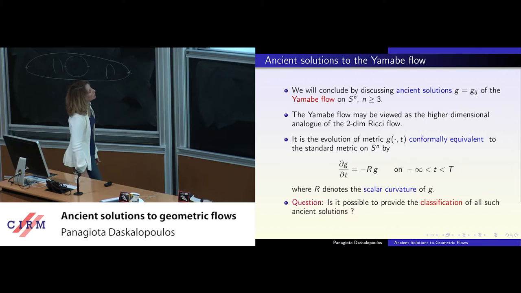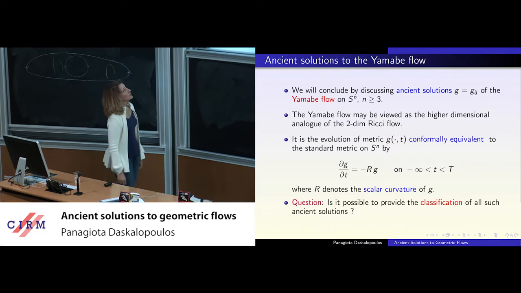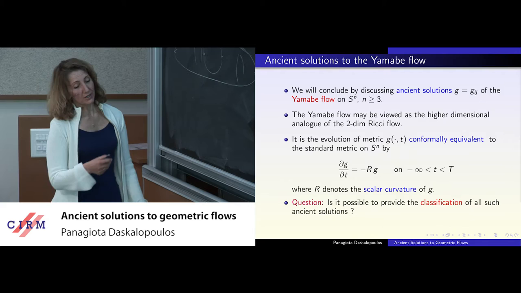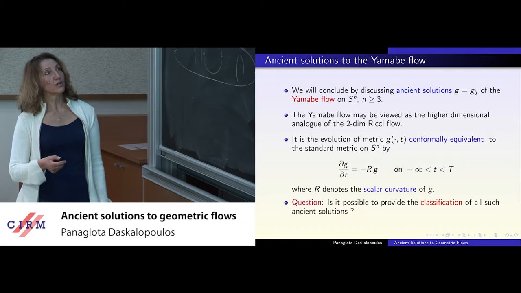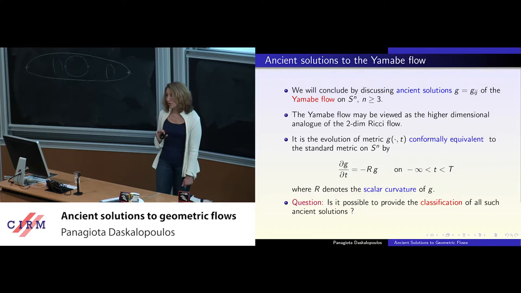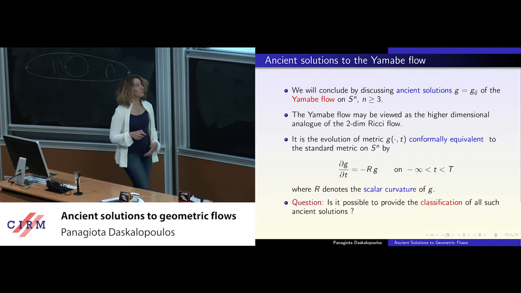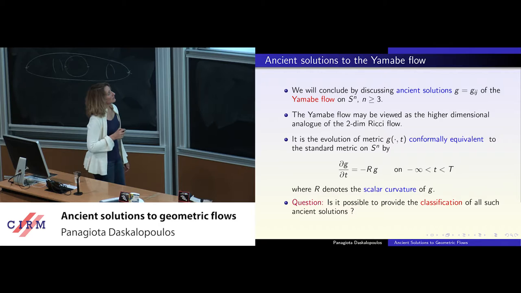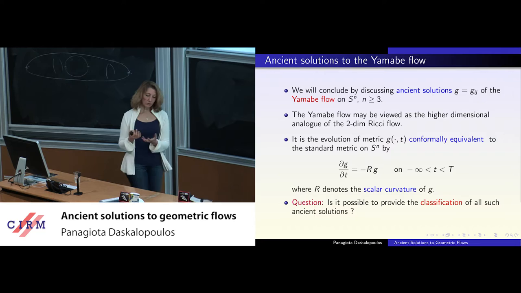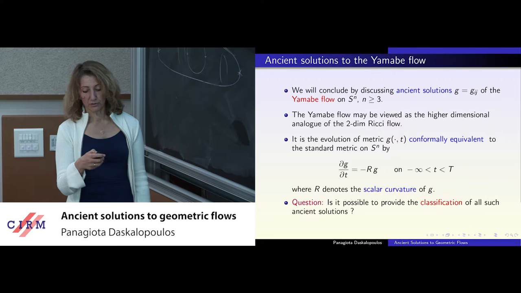So, the last thing I would like to discuss is the Yamabe flow. And again, I don't want to bore you with something that is exactly the same. It turns out that here it is different. So let me briefly tell you what the Yamabe flow is and what we know. The Yamabe flow is the higher dimension analog of the 2D Ricci flow, because again you have a conformal structure: you have a metric on a sphere that is conformally equivalent to the standard metric on the sphere, and you evolve this metric in the given conformal class by the scalar curvature.